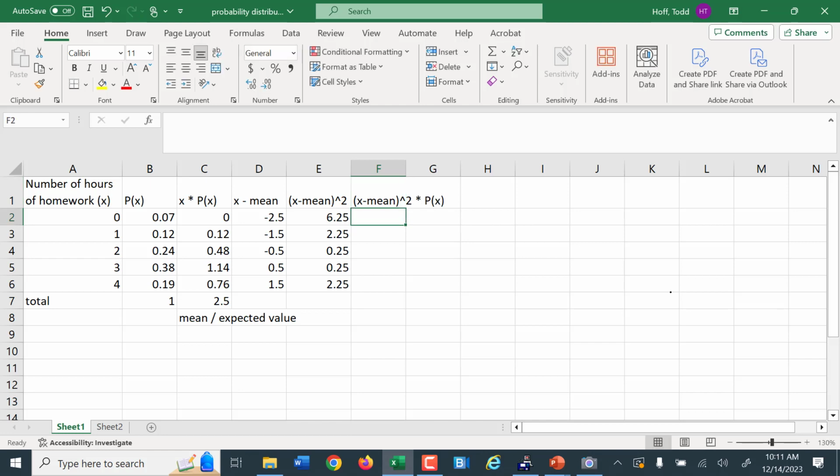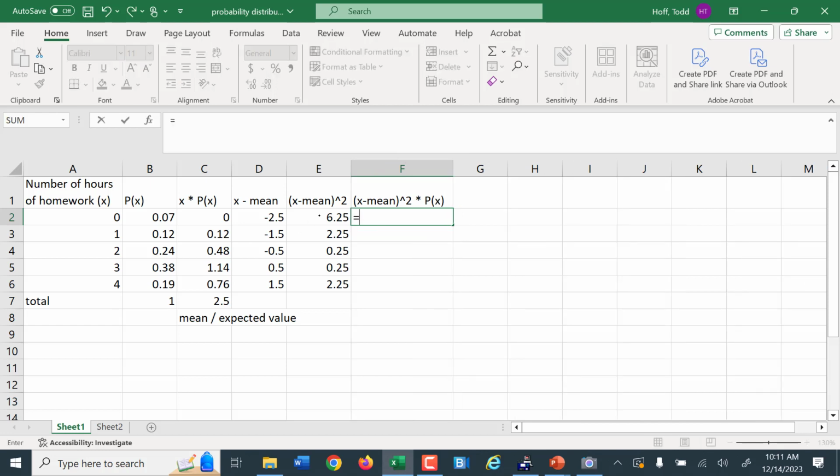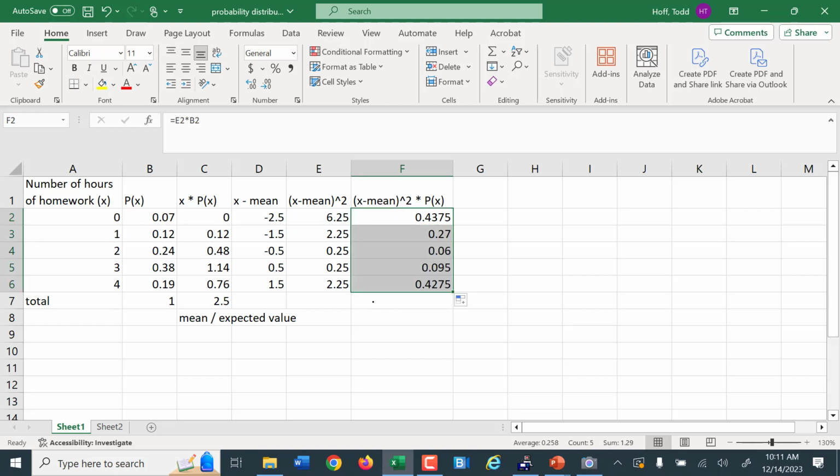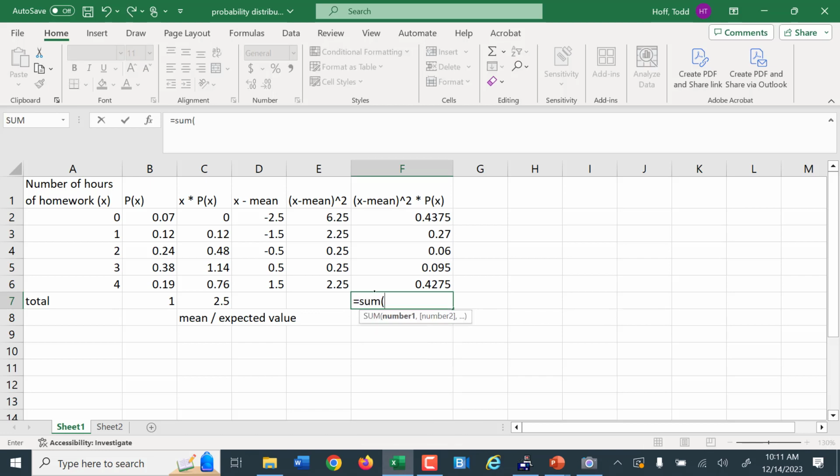Now that has not been a part of this calculation yet for the variance. So I take the squared times my p of x back here, and I get that. And we'll do that for each of those values. Now we will find the sum of that. So that sum is 1.29.